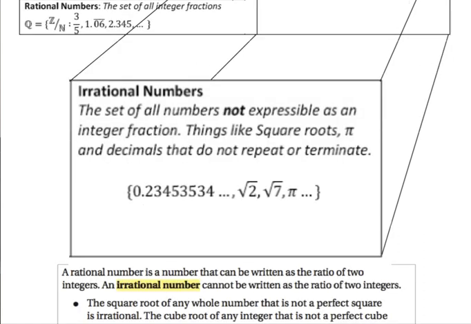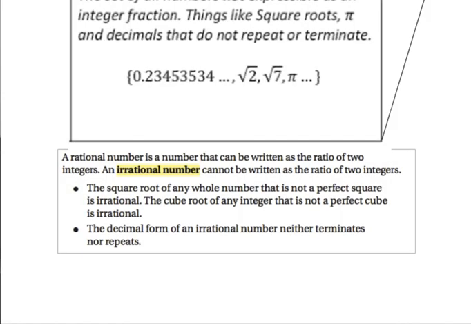Now, if you looked up the definition of irrational number: a rational number is a number that can be written as a ratio of two integers. An irrational number cannot be written as a ratio of two integers. The square root of any whole number that is not a perfect square is irrational. The cube root of any integer that is not a perfect cube is also irrational. The decimal form of an irrational number neither terminates nor repeats. It goes on forever without repeating.